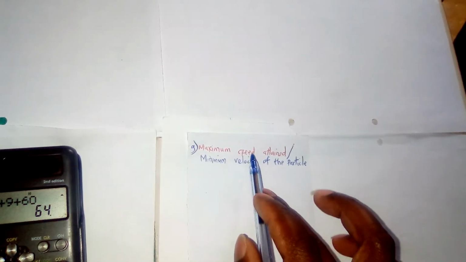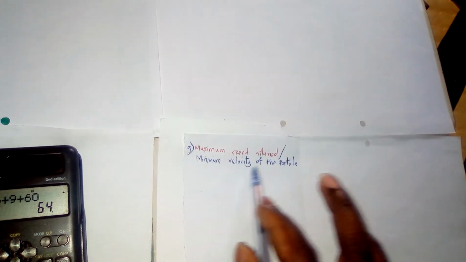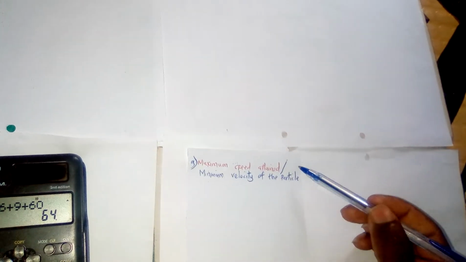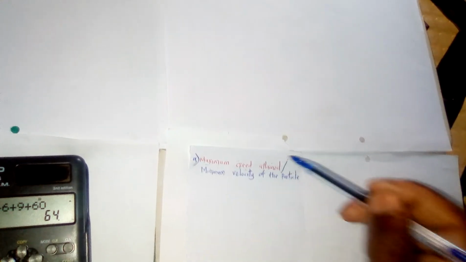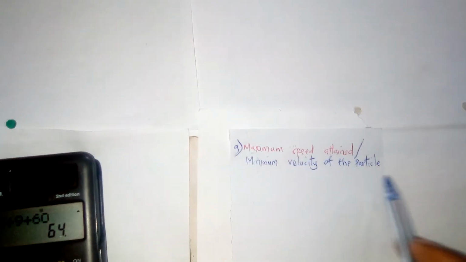Now let us look at part G of the question so that we can see how we can solve that. Here I have two possible ways of setting the question. The first is the maximum speed attained, slash, the minimum velocity of the particle. Remember, the solutions to the two problems are the same, that's why I've summarized it with a slash there. If you know how to get the maximum speed attained, the same way you will apply on getting the minimum velocity of the particle.